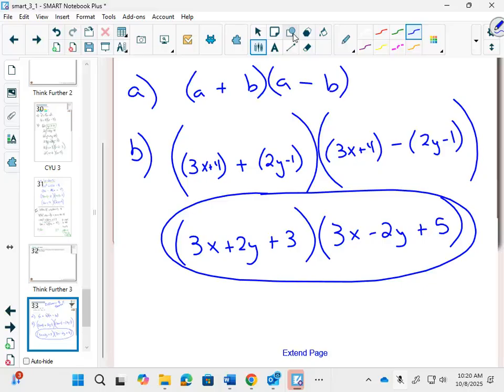And I will tell you that if you multiplied this one out early and didn't see the difference of squares, you would have no hope of factoring.